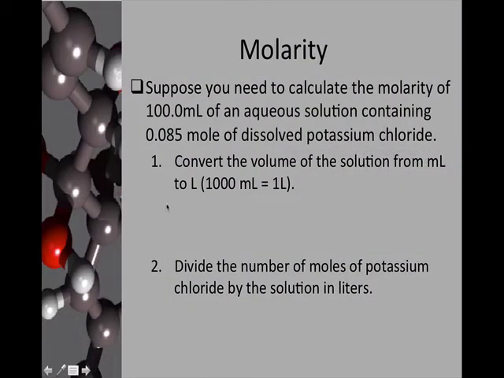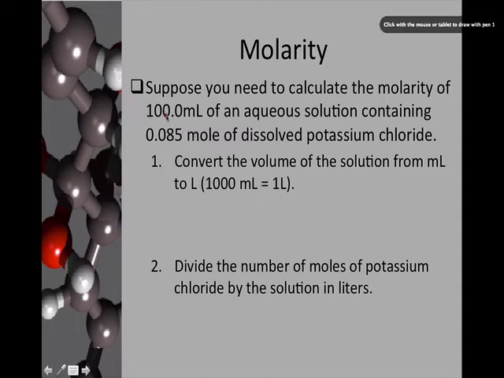So our first example problem here says, suppose you need to calculate the molarity of 100 milliliters of an aqueous solution containing 0.085 moles of dissolved potassium chloride. So what I have written here are the two steps we have to take in order to calculate the molarity. The first one is, because molarity is moles per liter, I need to change the milliliters to liters because that's the number that has to go on the bottom.